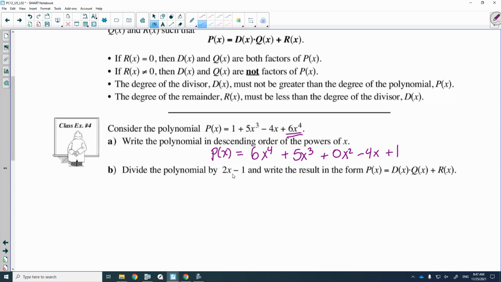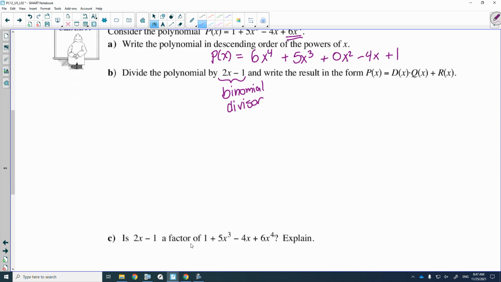We're going to divide the polynomial by this binomial. So remember that that's called a binomial, and the binomial is the divisor. So set up your division bar, and your polynomial function always goes underneath the division bar. The divisor goes in front of the division bar.